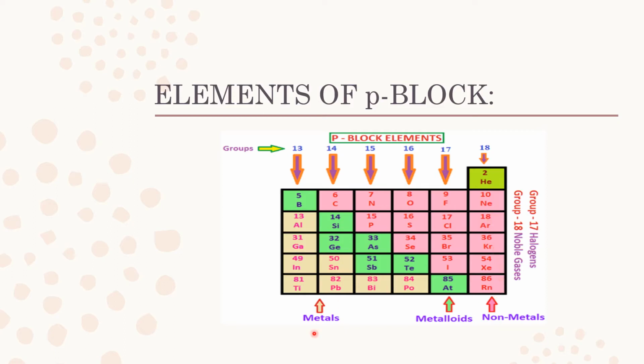Now let us see the metals, metalloids and non-metals. The yellow colored boxes are metals, the green colored boxes are metalloids, and the rose colored boxes are non-metals.